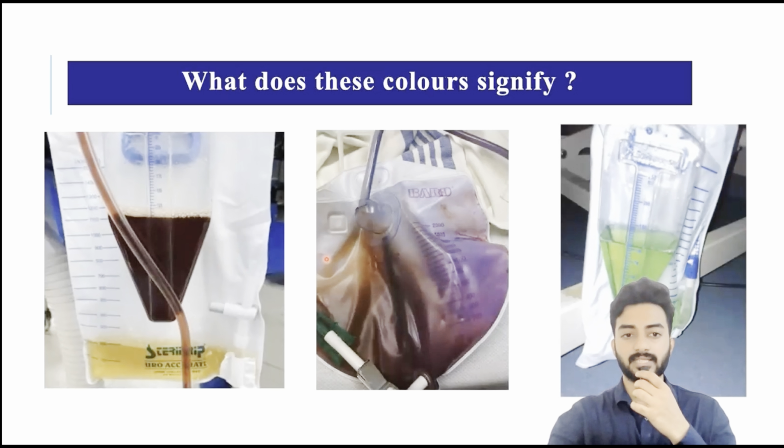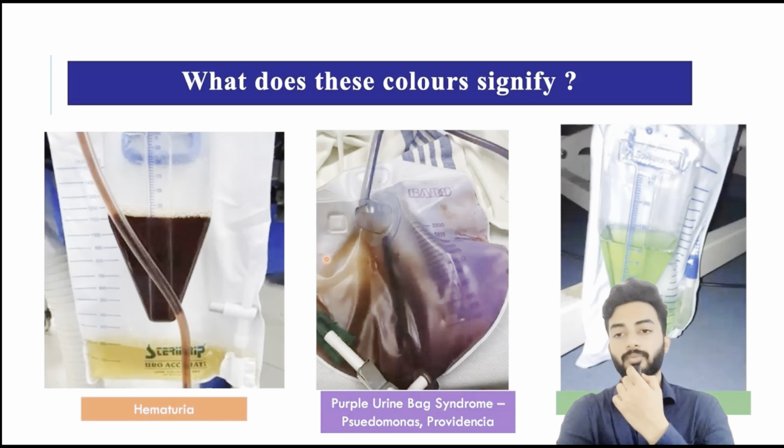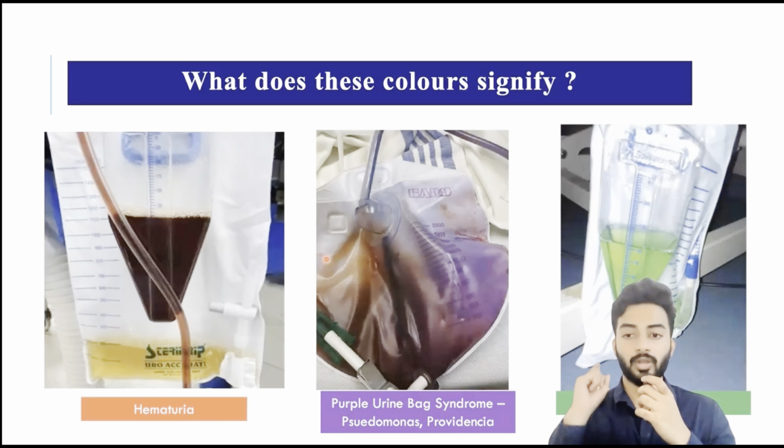You can see it in your ICUs. Third is green urine, produced from propofol. I have seen this green urine only once in my life, during my MD residency. So how can we monitor?